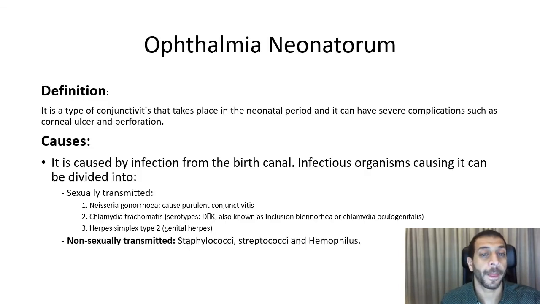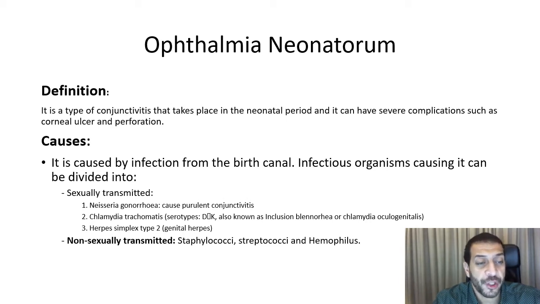Ophthalmia neonatorum. This is the type of conjunctivitis that takes place in the neonatal period, and it can have severe complications such as corneal ulcer or perforation. Although not common, it can be severe, and therefore should always be noted. This is important for any pediatrician, especially a neonatologist who sees children in the very first days, or actually the very first hours, after being born.